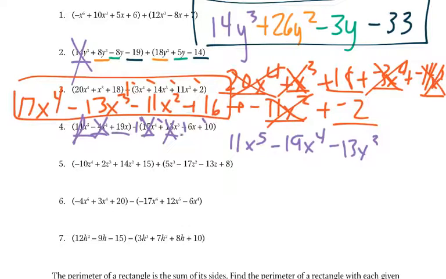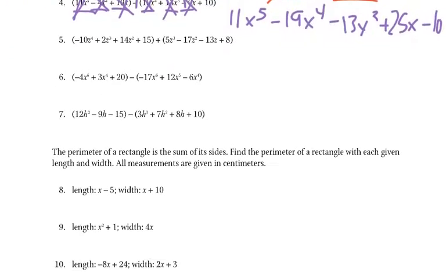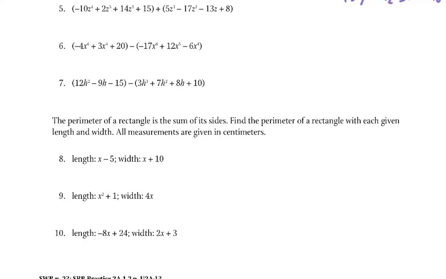Positive 19x, positive 6x, positive 25x. Then I end up with a negative 10 for my end. And there's my simplified. I know that doesn't look more simple, but it is, trust me. Okay. Now, number 5. Same idea. This one's plus, so that helps out, right?